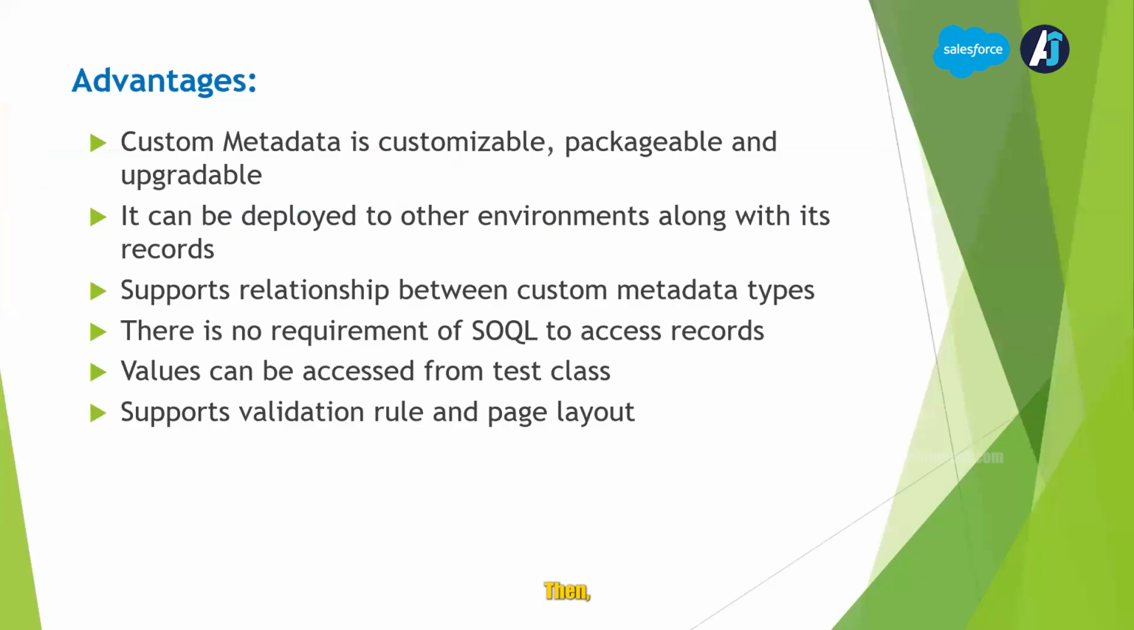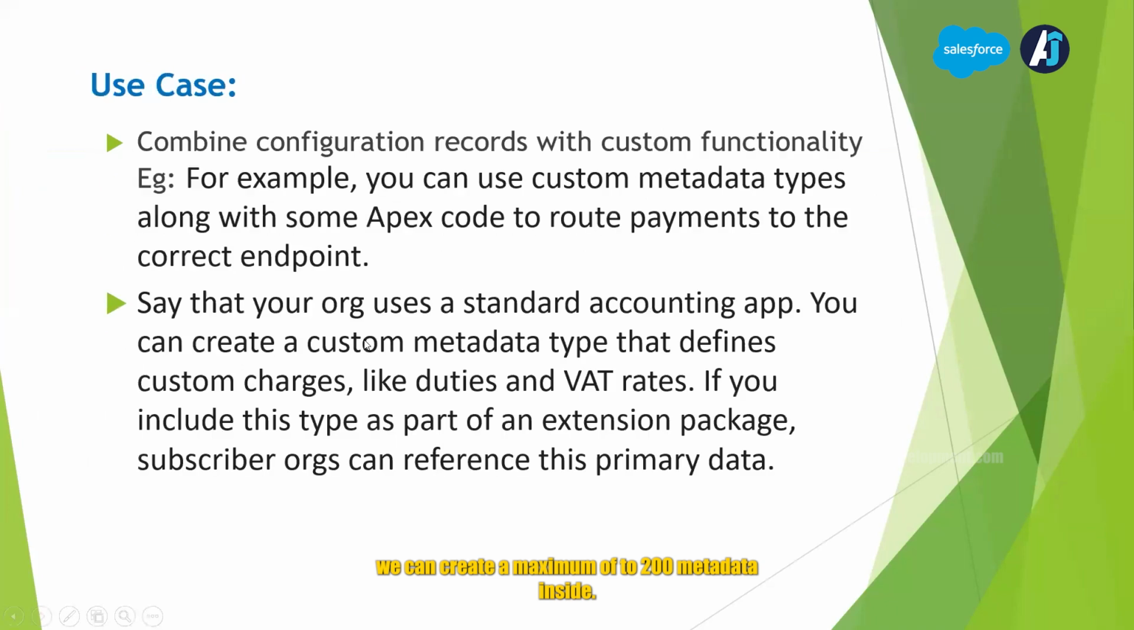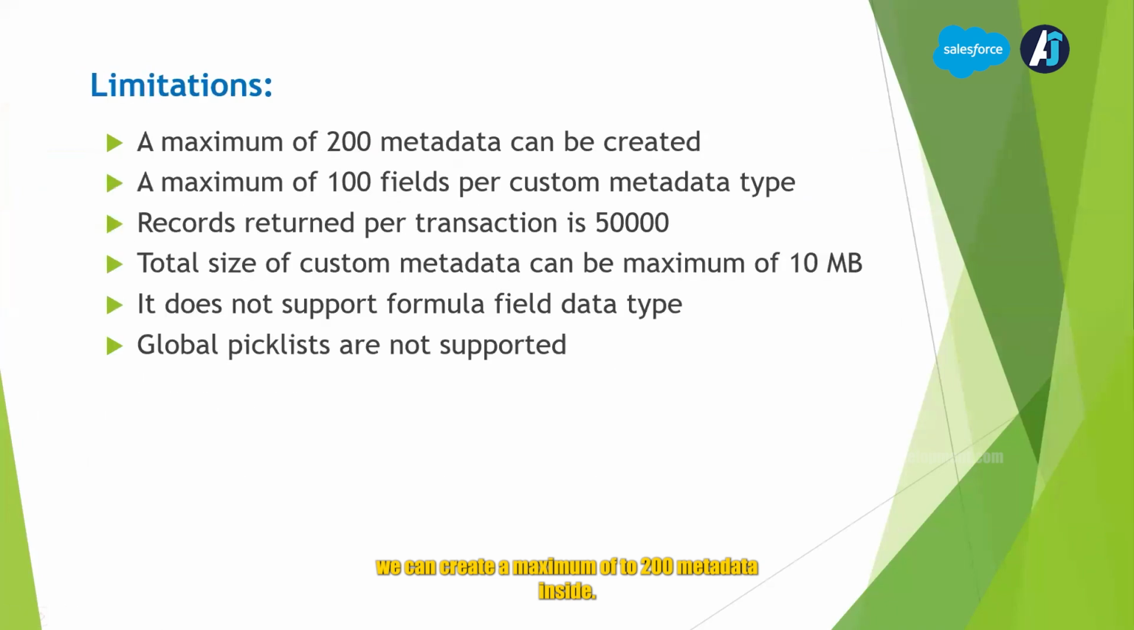Then there are some limitations of metadata. We can create a maximum of 200 metadata types inside an org, and a maximum of 100 fields in a metadata type. The records returned per transaction is 50,000. The size of a metadata type can be a maximum of 10 MB. We cannot create a formula field in the metadata, and global picklists are also not supported.